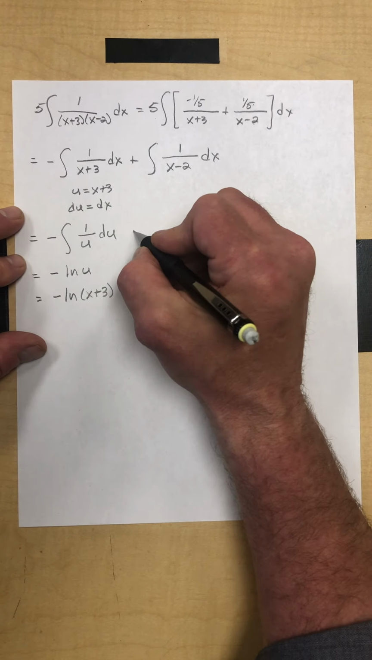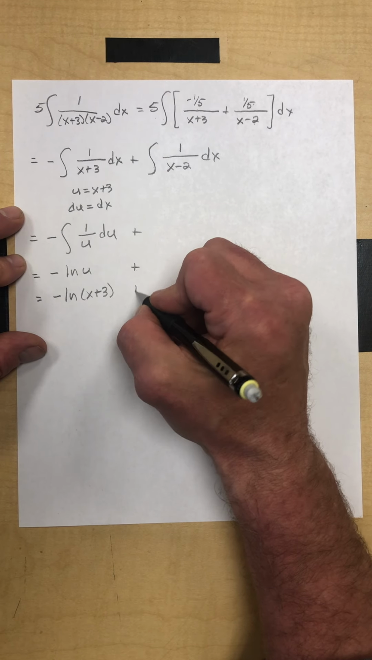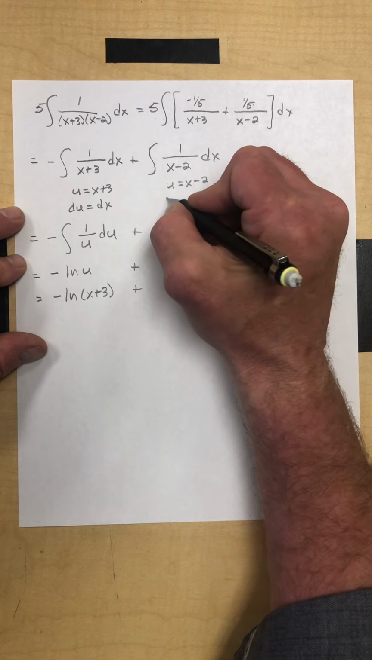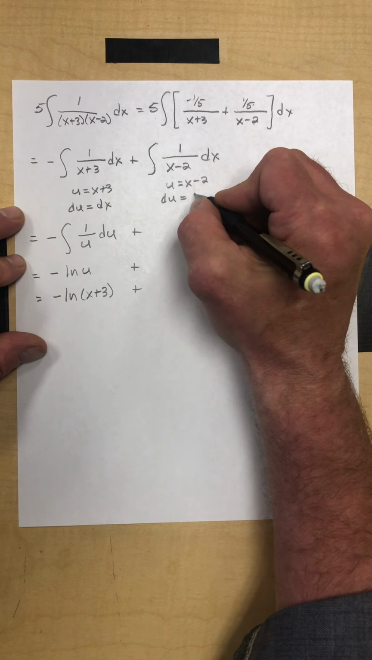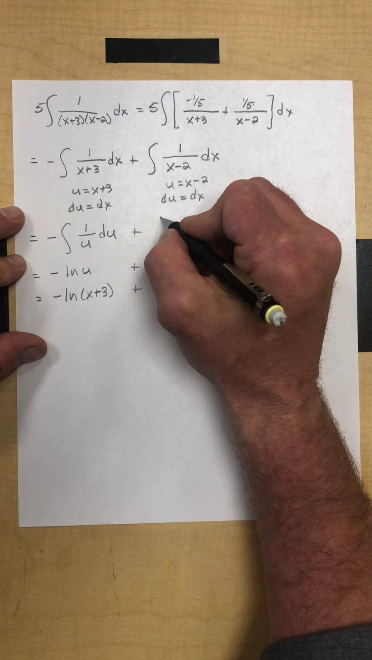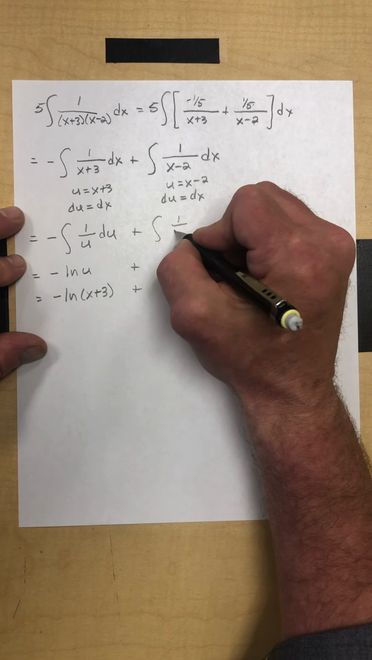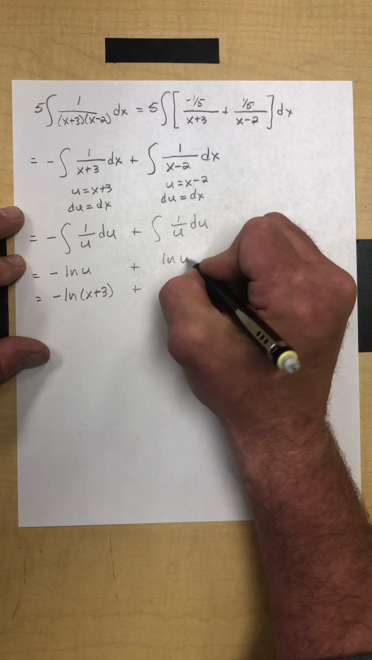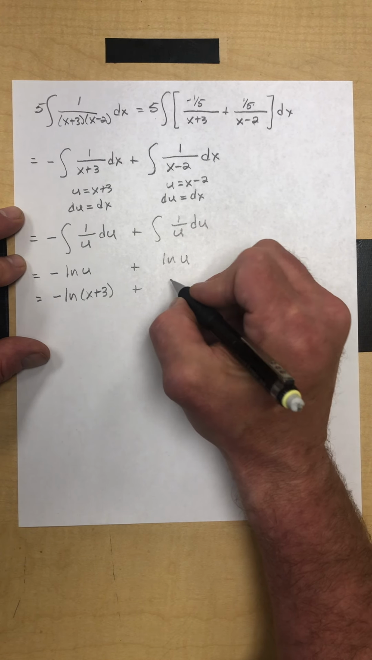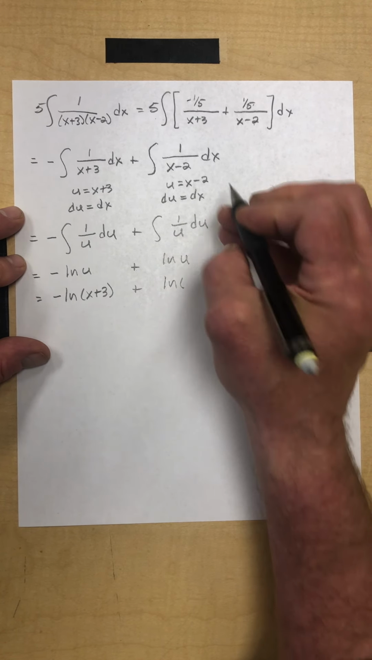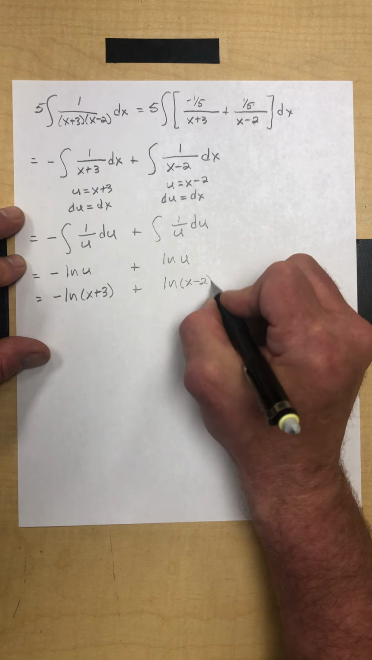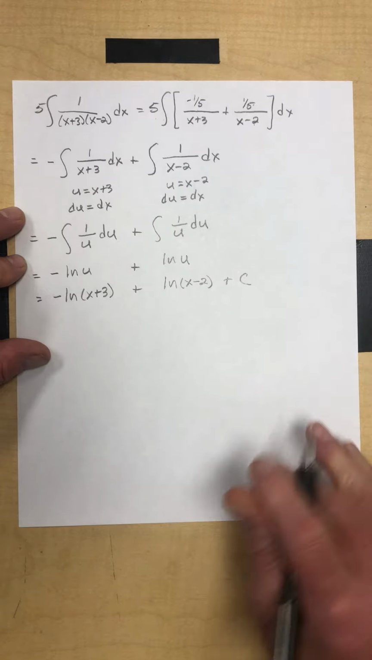Okay, so now I've got to do the same thing over here. We let u equal x minus 2, so du is dx. So I get the integral of 1 over u du, which gives me the natural log of u, okay, which will give me the natural log of x minus 2. And then we have our constant of integration.